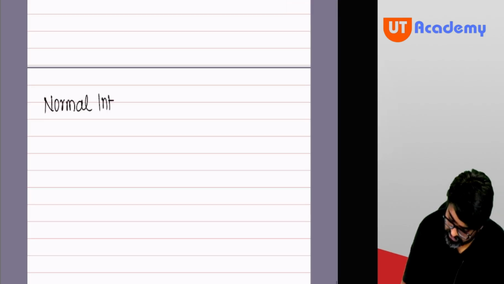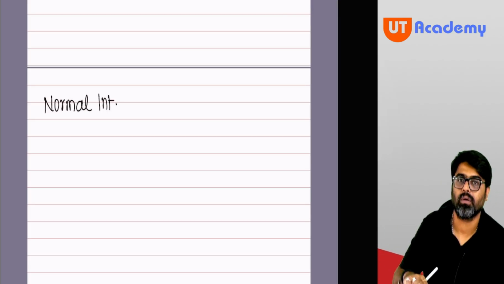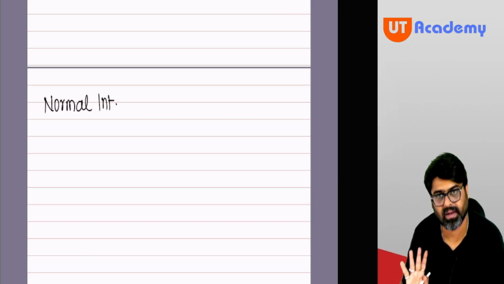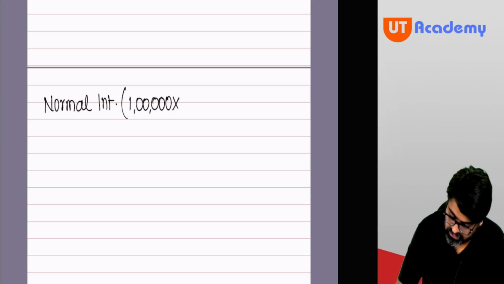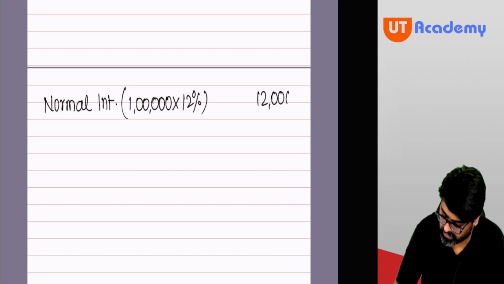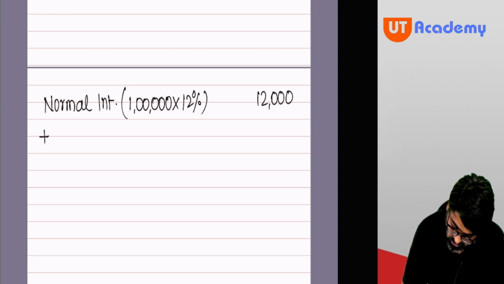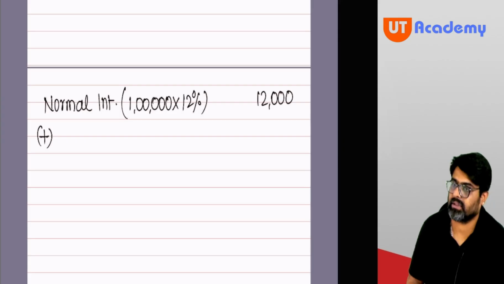Normal interest is nothing but interest on the housing loan which is outstanding during my previous year. So how much is outstanding? 1 lakh. On that, how much is the rate of interest? 12%. So what will be the interest? 12,000. Yes or no? Now in this, I will have to add 1/5 of pre-construction interest also.